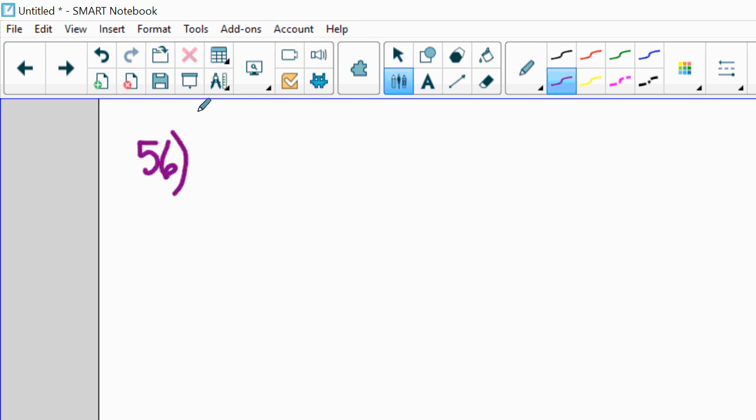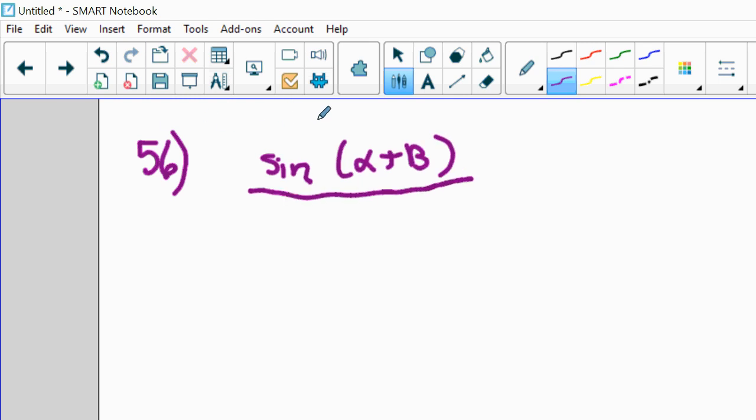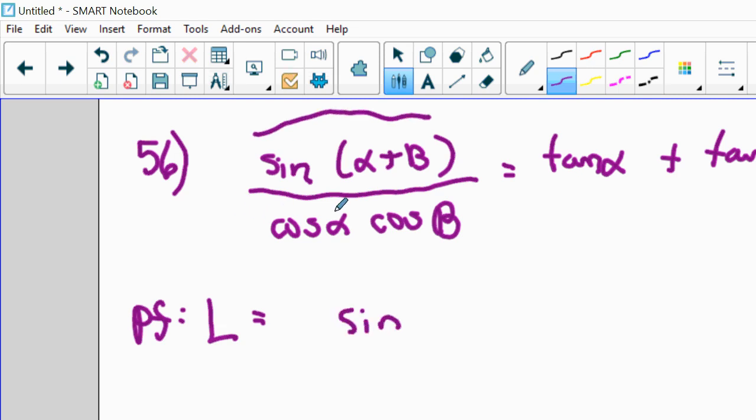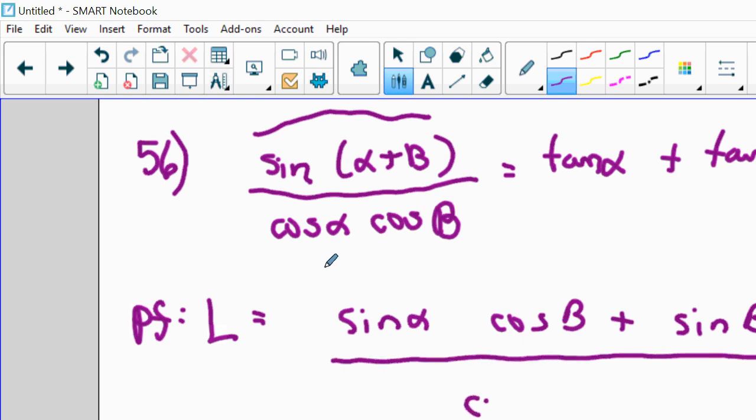56. Sine of alpha plus beta over cosine alpha cosine beta equals tangent alpha plus tangent beta. Proof. Gonna start on the left. I'm gonna just jam it out. Sine alpha cosine beta plus cosine alpha sine beta over cosine alpha cosine beta.